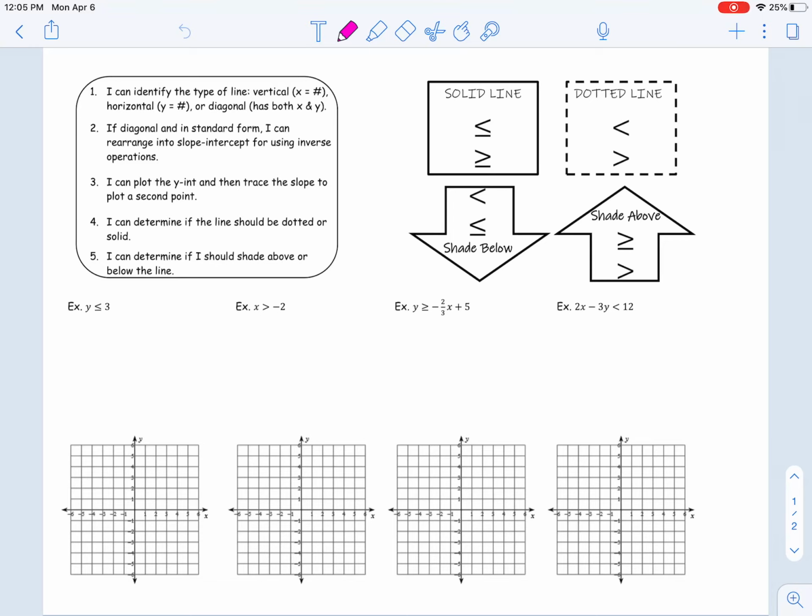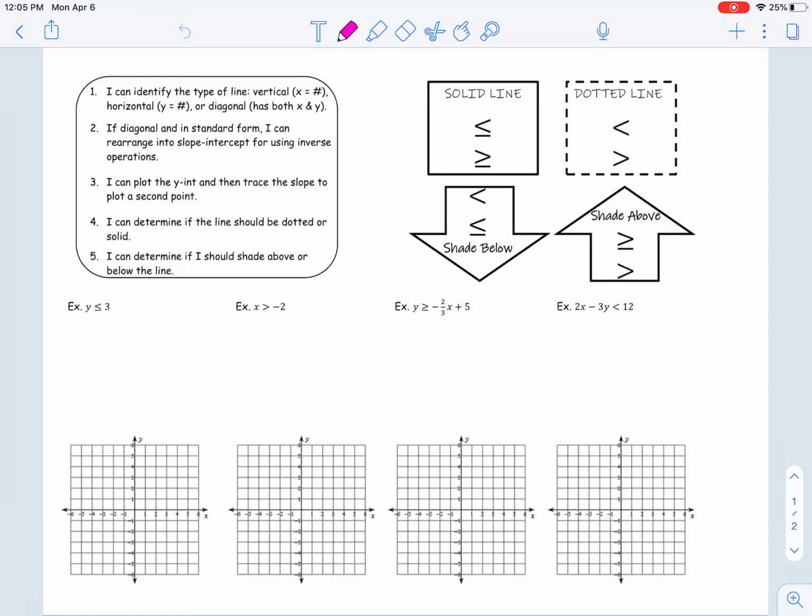Number 1, we need to identify the type of line. If it's vertical, it's just x equals a number. If it's horizontal, it's just y equals a number. If it's a diagonal line, it has both x and y in the equation. So that's the first thing that we need to do.